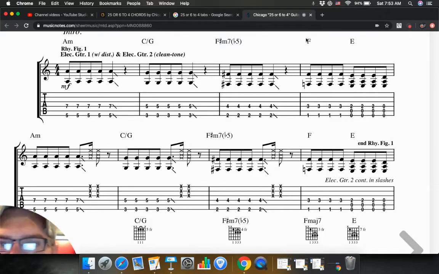This chord, can't mess it up, F. This chord, E. And these are both major because it doesn't have the little M beside it. If it doesn't have the M for minor, it's understood that it's major. So it's understood that this is major. This one is clearly minor.